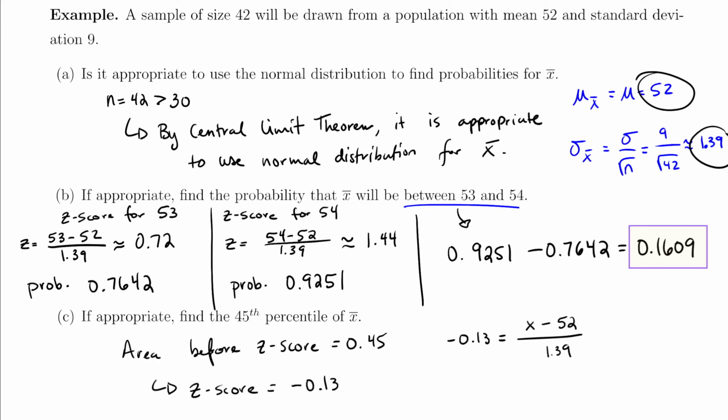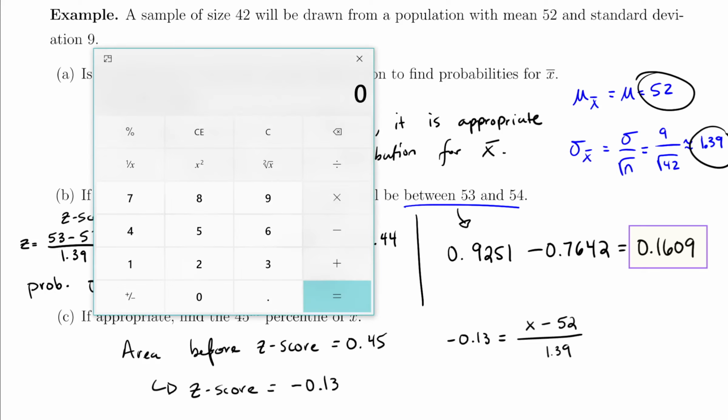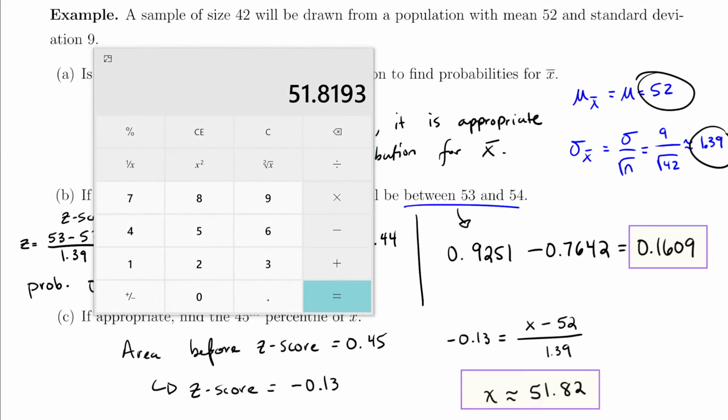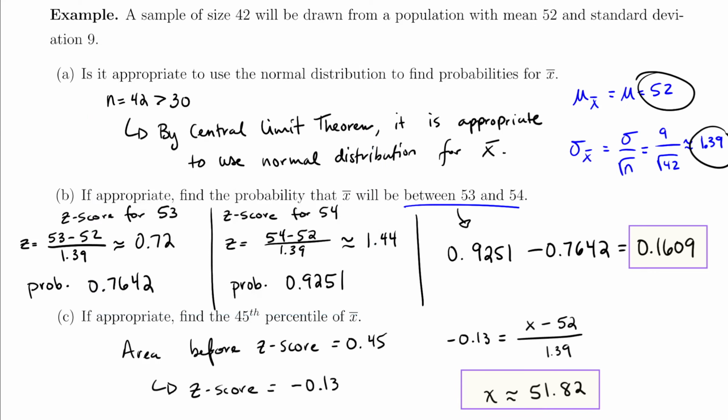And now we can use algebra to get x by itself. Solving this using our calculator, we know we would take the negative 0.13 and multiply that by 1.39. We would then add 52 to both sides, and we'll end up with this as our value. Let's round to 2 decimal places. And we get that the 45th percentile is an x value of 51.82.